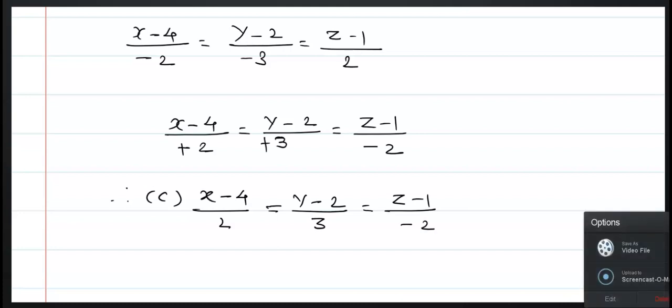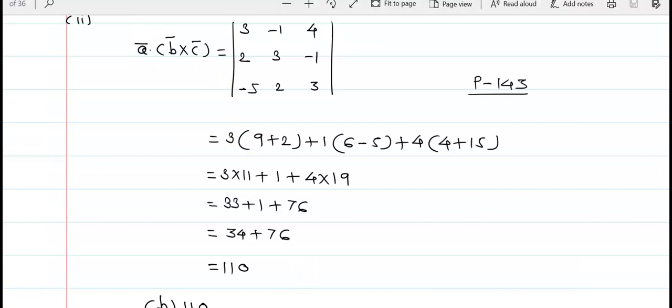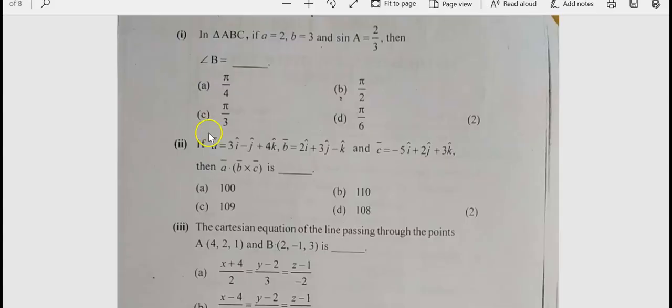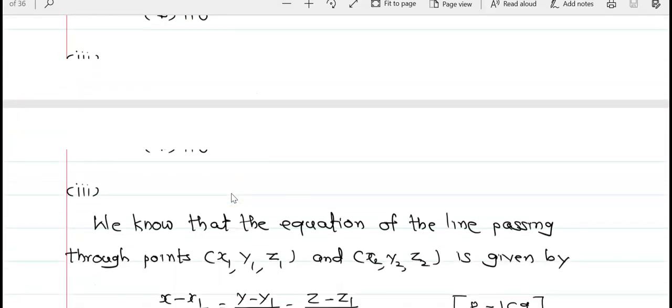Also, we can see this here. I will repeat here. This is the question: Cartesian equation of the line passing through the points A(4, 2, 1) and B(2, minus 1, 3). Now let's see the answer.